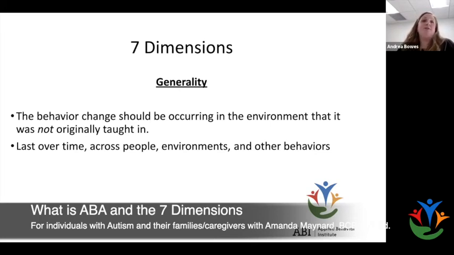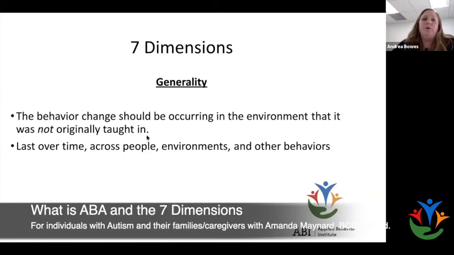If behavior change should be occurring, so generality, if behavior change should be occurring in the environment that is not originally taught in. So if we're teaching a skill, let's say in a clinic or in a classroom, it is said to be generalized when that skill or that behavior is engaged in other environments or across other people. And we want it to last over time, across behaviors, across environments, and across people. So this is the root of that ABA is socially significant. So we're implementing things for these behavior changes, and then we are programming from the beginning, or we should be, what do I want this behavior to look like in the natural environment, coming into contact with natural contingencies.